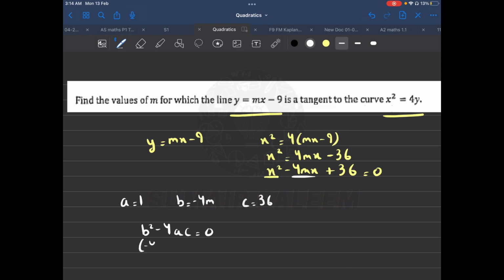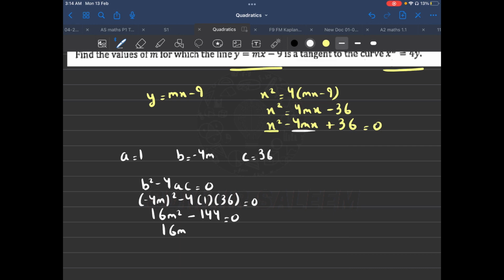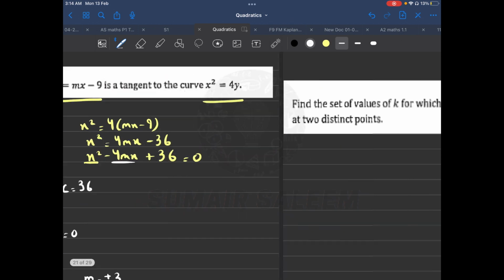What's b? Minus 4m whole square minus 4 into 1 into 36 is equal to 0. So it's going to be 16m square minus 4 times 36, that's 144, right? Then 16m squared is equal to 144. m squared is equal to 144 over 16, that's 9. My value of m will be plus minus 3. Do you get this? Because if I square root, it's going to be plus minus 3. Let's practice more.